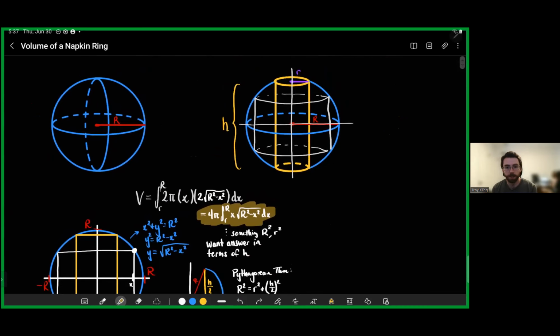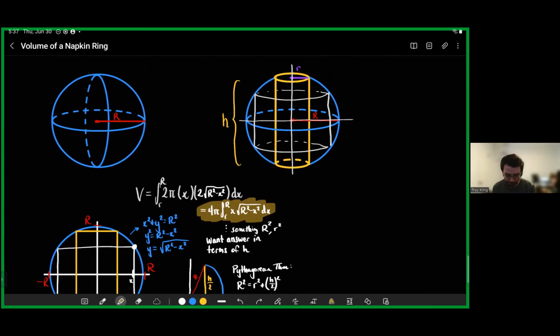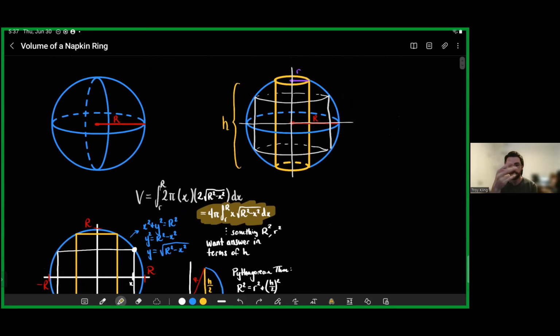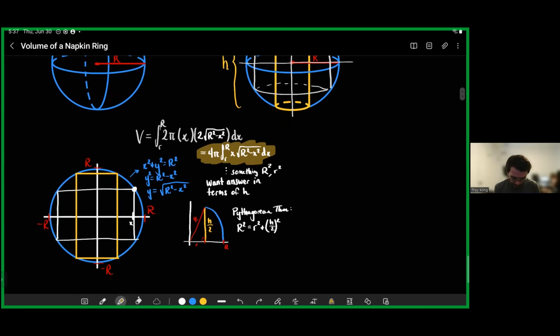But there you go. It's sort of fascinating, actually, that the volume of this weird shape that gets cut only depends on h. It doesn't depend on the radius of the circle you started with or the radius of the drill bit you used, just h. Super weird, but yeah, I hope that helps.